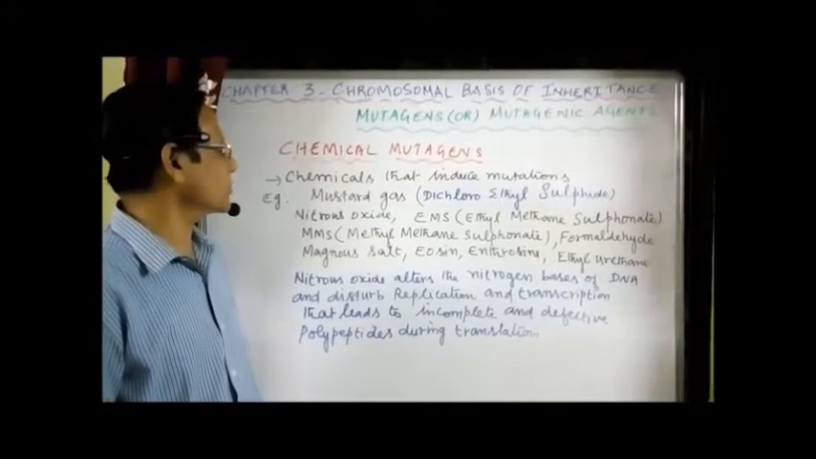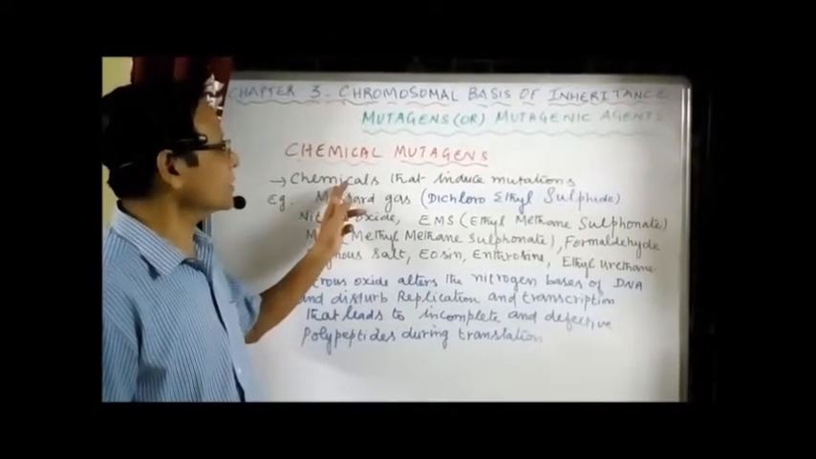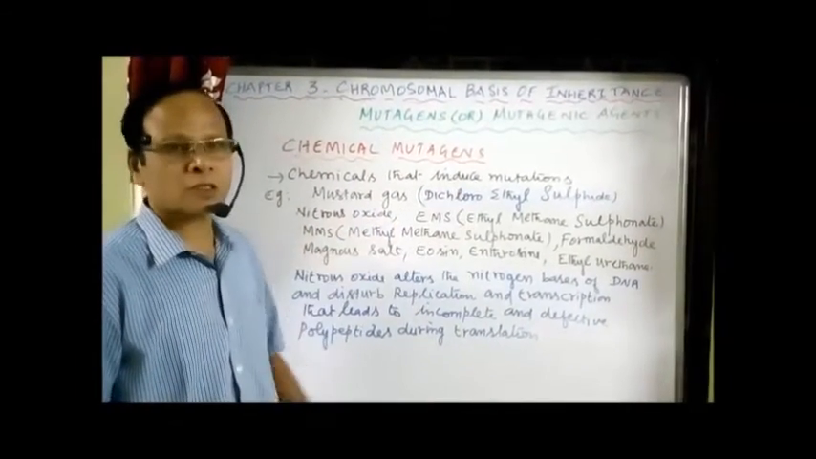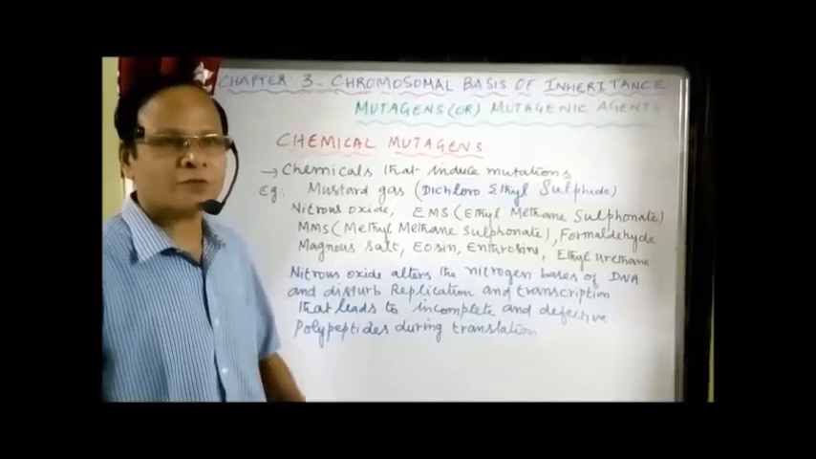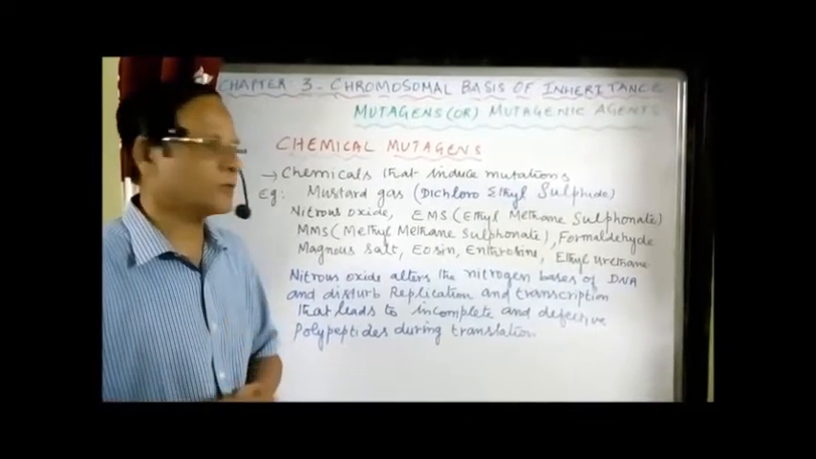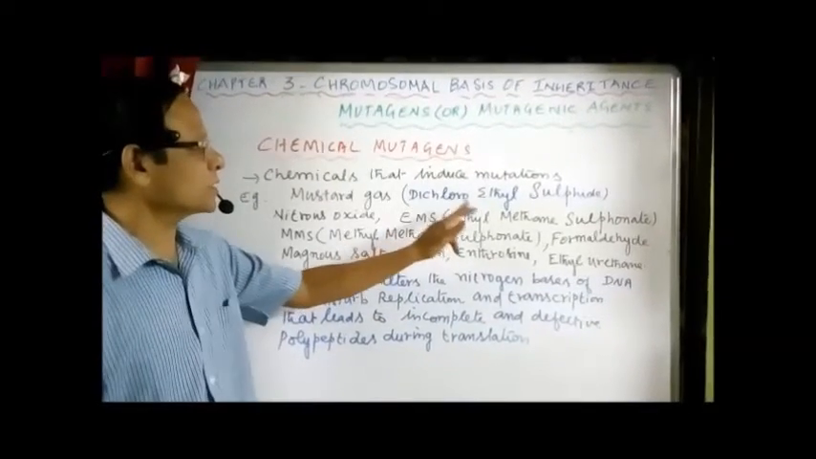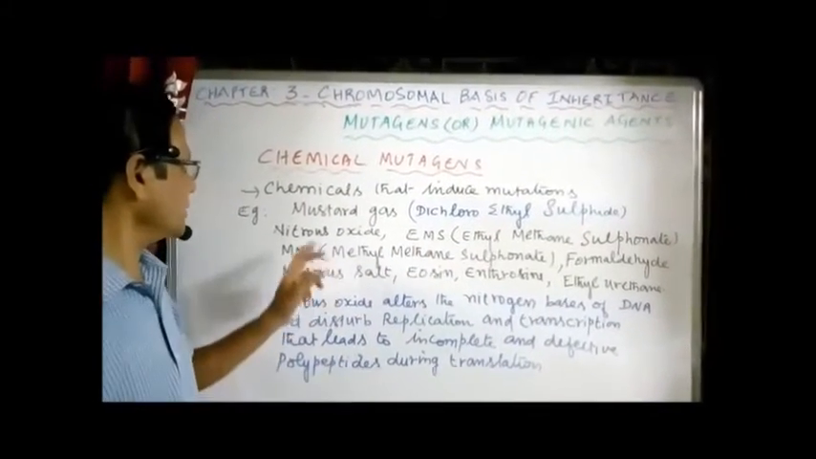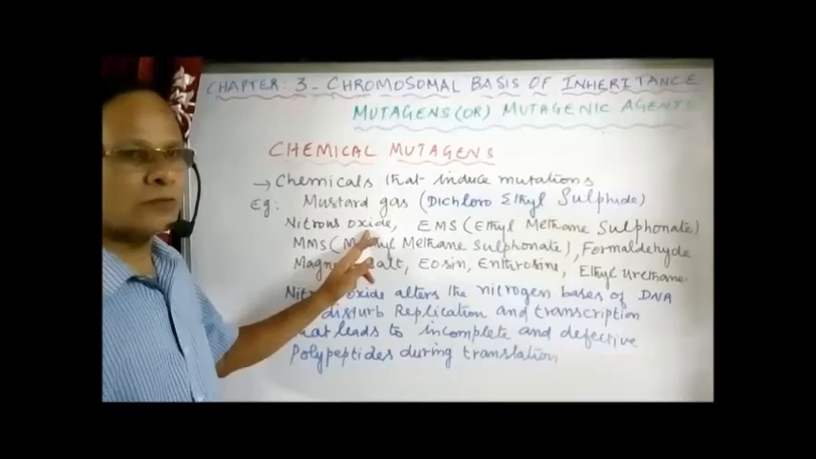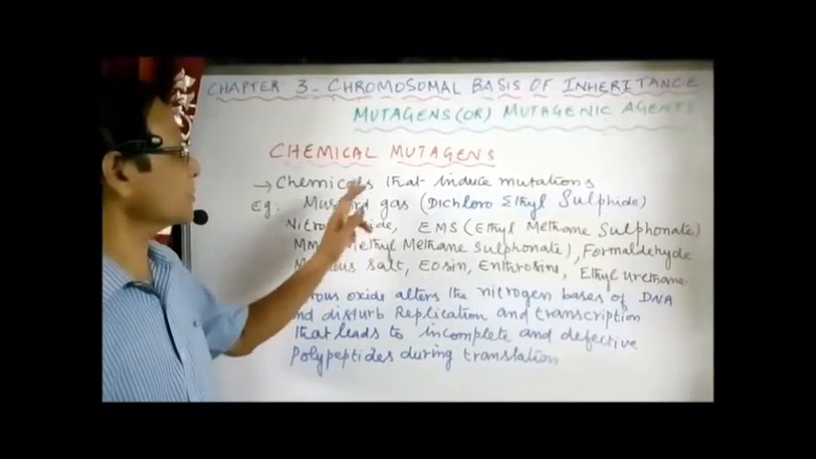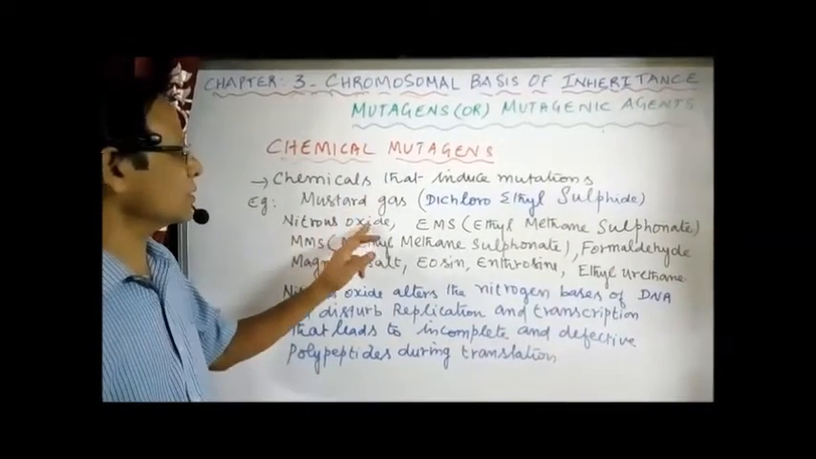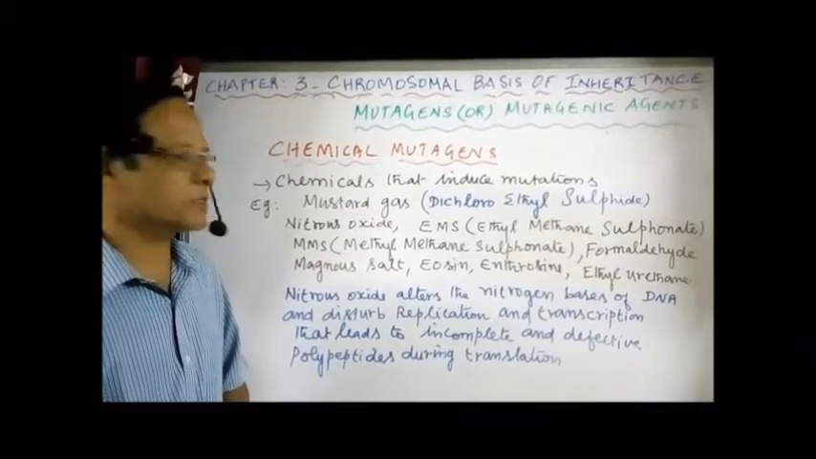What are chemical mutagens? Those chemicals that induce mutations are called chemical mutagens. We have a number of chemical mutagens available. Number one, mustard gas, chemically dichloroethyl sulfide. Then we have nitrous oxide. Both are efficient in causing mutations.